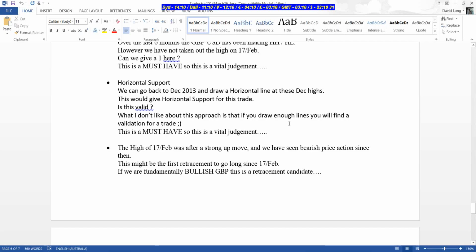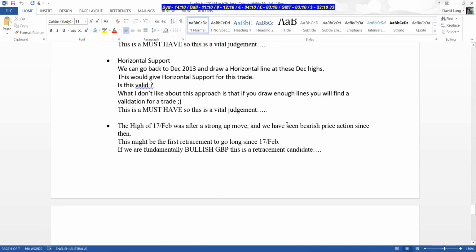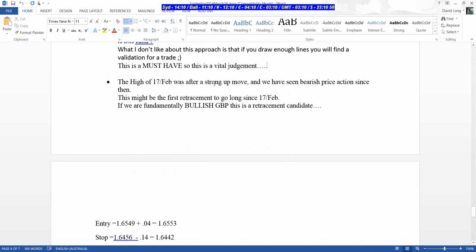What I don't like is that you draw enough lines, you'll find a validation for a trade. Yes, that's fine. What you don't like about going into the longer time frame, draw enough lines, you'll find a validation. Yeah, you got to be smart about your horizontals. You don't just put it on every single high and low that has occurred.